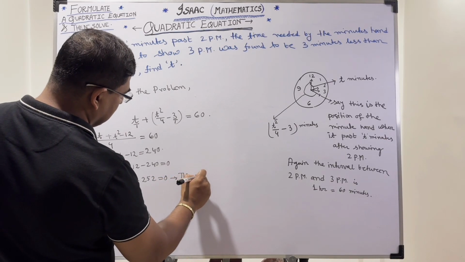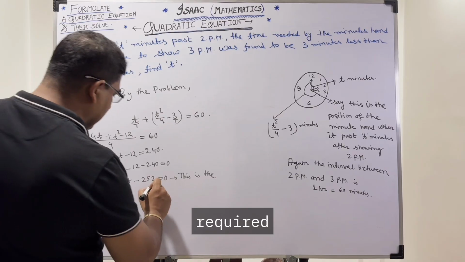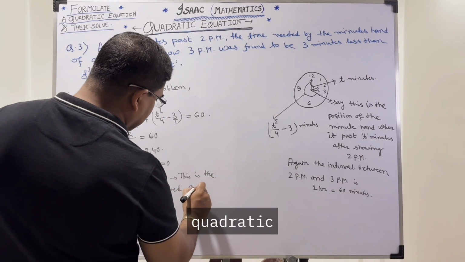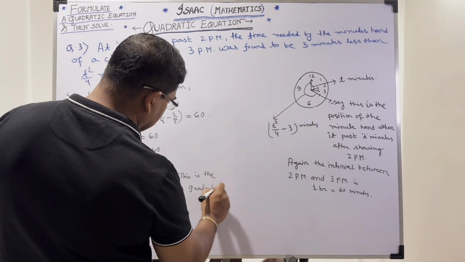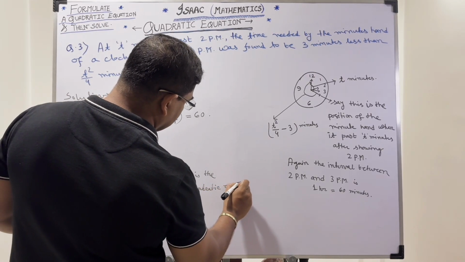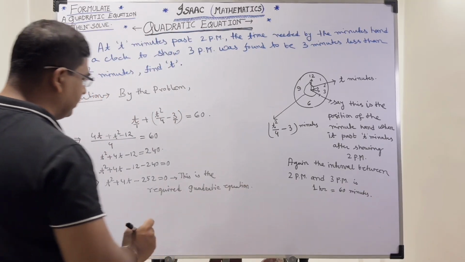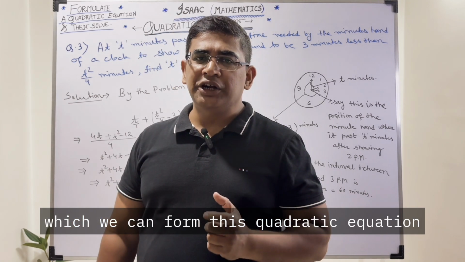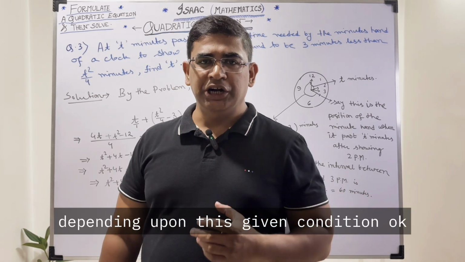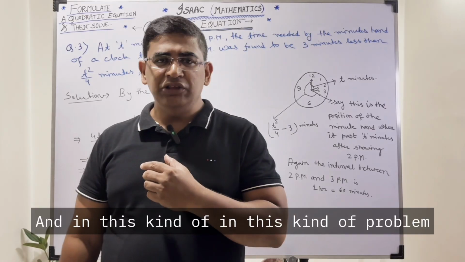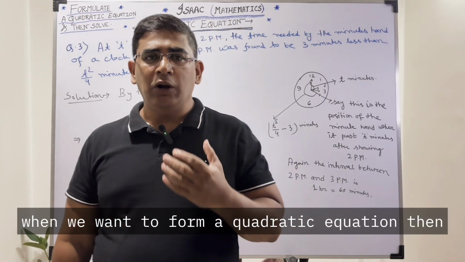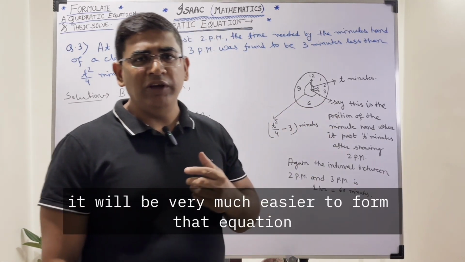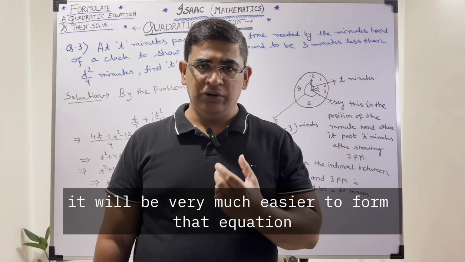This is the required quadratic equation. Okay, so this is the way by which we can form this quadratic equation depending upon this given condition. Okay, and in this kind of problem, when we want to form a quadratic equation, then if we follow this diagrammatic method, then it will be very much easier to form that equation. Okay.